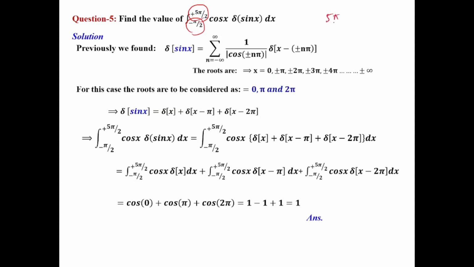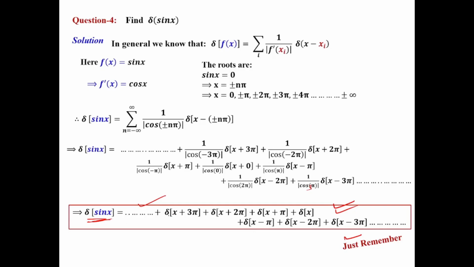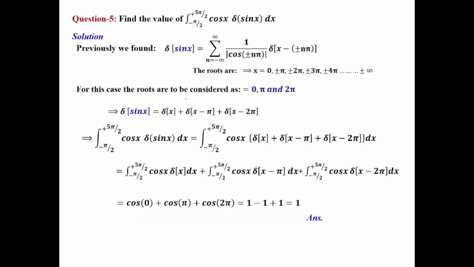Here 5 pi by 2 means 2.5 pi, that means up to 2 pi, and here minus pi by 2 means 0. So 0 to 2 pi, positive. Only these three values are possible as per the limits given in the question. Right. Now delta sin x is this much series, but as per the question we only have to consider these three: delta x, delta x minus pi, delta x minus 2 pi. So as the roots are 0, pi, 2 pi, delta sin x will be this much.